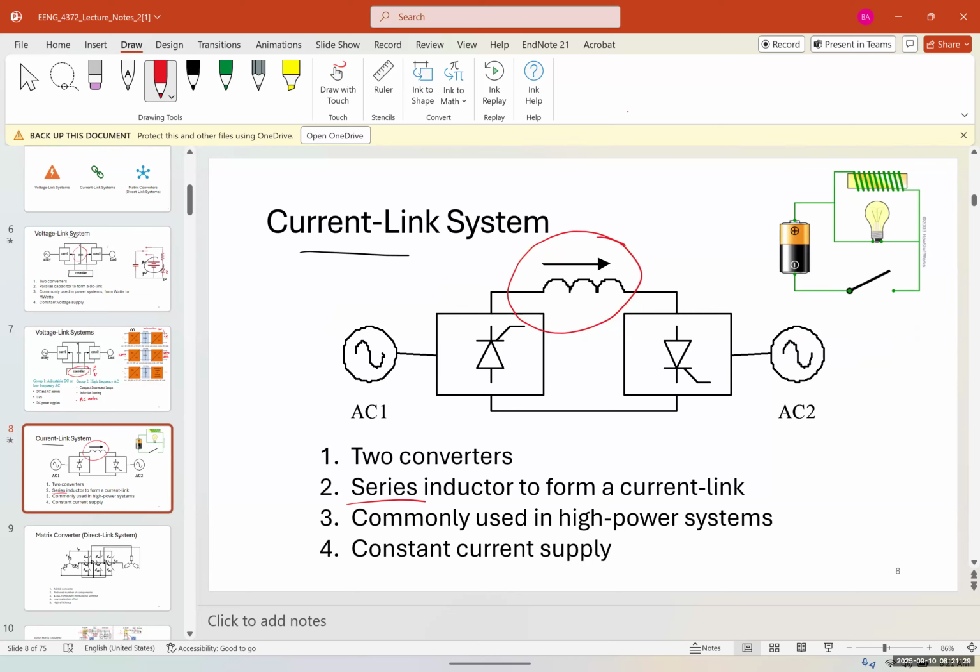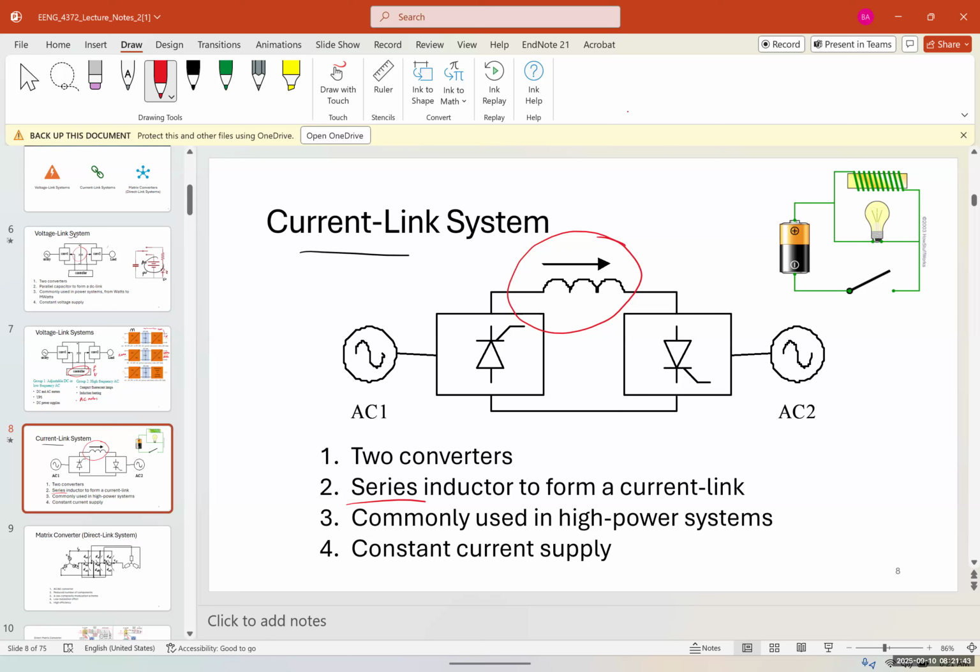The voltage link system is mainly used in most systems. The current link system is, I would say I haven't seen a lot of applications, mainly used for high power AC. They use them a lot, but in everyday electronics, you mainly see the voltage link system.